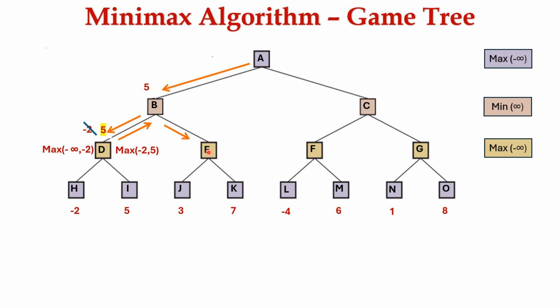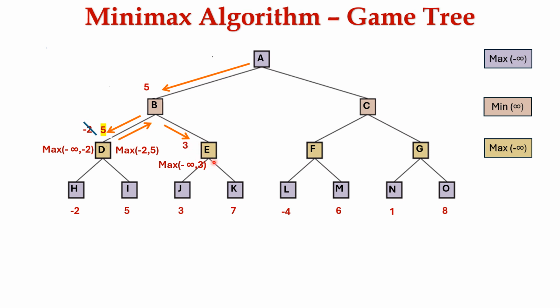Node E has two children, namely node J with value 3 and node K with value 7. The evaluation begins by initializing node E as value minus infinity. As it is maximizing node, we need to apply max function. The algorithm first compares J value 3 with the initial value minus infinity and updates the node E value as 3 since it is maximum.